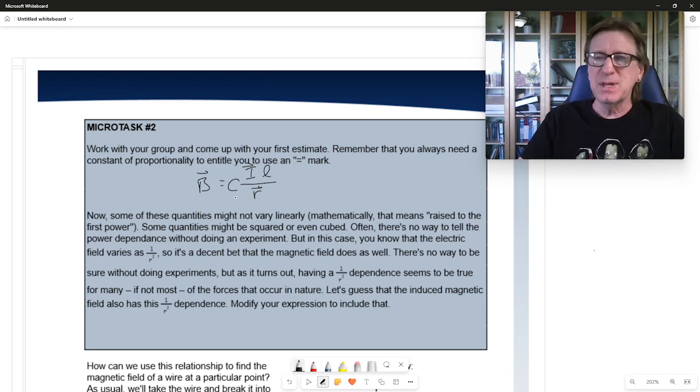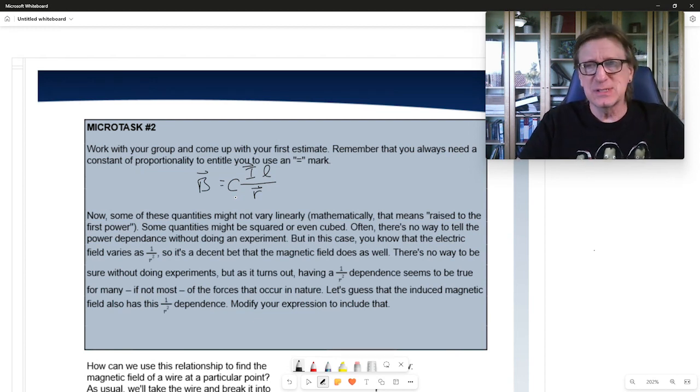Now, many things that we've talked about up to this point vary linearly, which means to the first power. But lots of forces, and particular things that we found, don't. For example, gravity depends upon 1 over r squared. The electric force depends upon 1 over r squared. And oddly enough, lots of things in the universe seem to depend upon 1 over r squared.